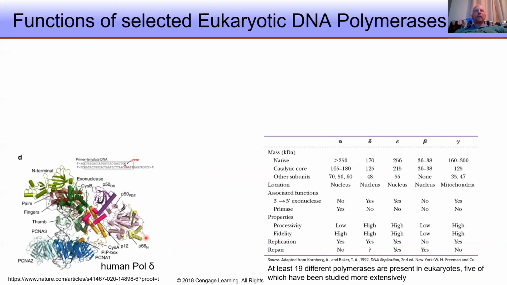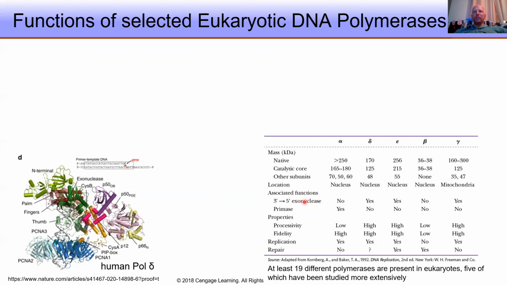So there's actually a whole bunch of different eukaryotic DNA polymerases. We're going to focus on just a few of them. There's at least 19, and 5 have been characterized in more detail, as shown in this table. You can see the table is comparing them on the basis of their size and any associated function.